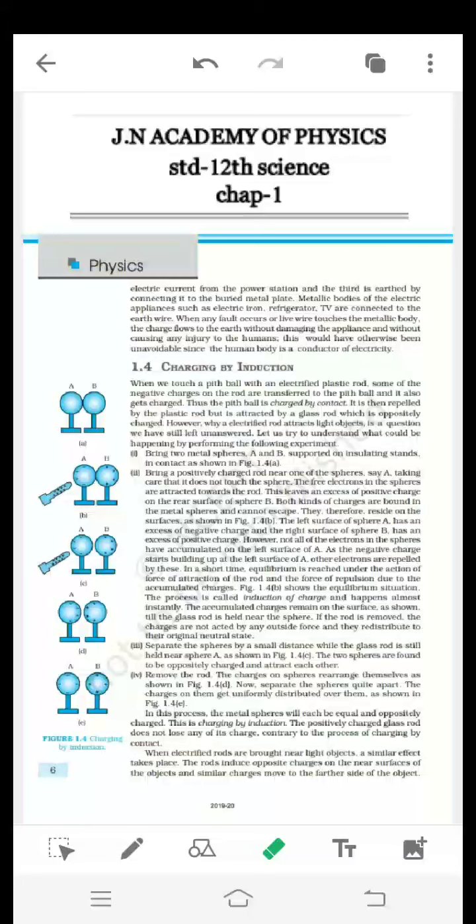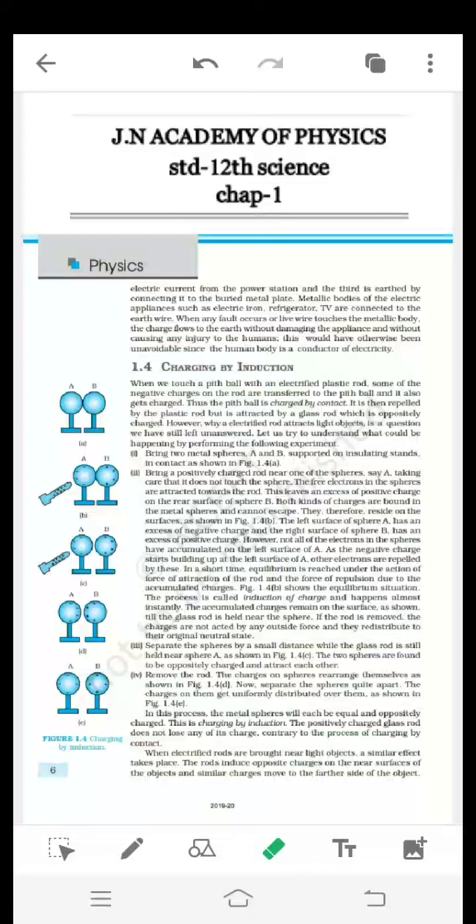The third step is to separate the spheres by a small distance while the glass rod is still held near the spheres, as shown in figure 1.4c. The two spheres are found to be oppositely charged and attract each other. The fourth step is to remove the rod. The charges on the spheres rearrange themselves as shown in figure 1.4d. Now separate the spheres quite apart. The charges on them get uniformly distributed over them, as shown in figure 1.4e.